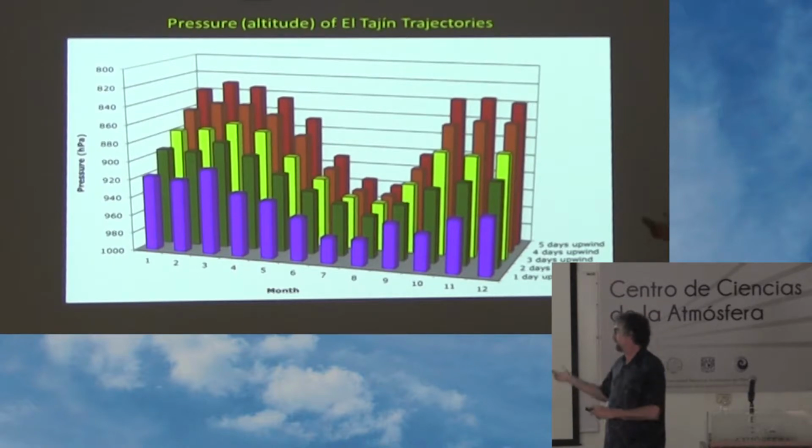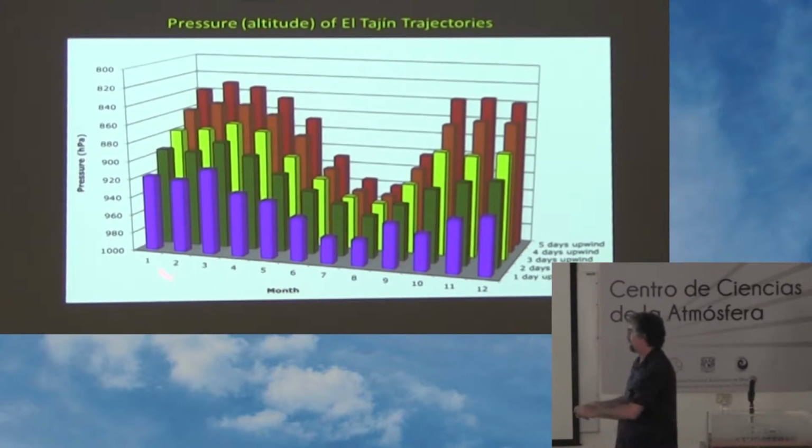So that means that there is a very good likelihood that pollution sources, which are almost entirely located at ground level, can contribute to the contaminants that are measured in Veracruz.